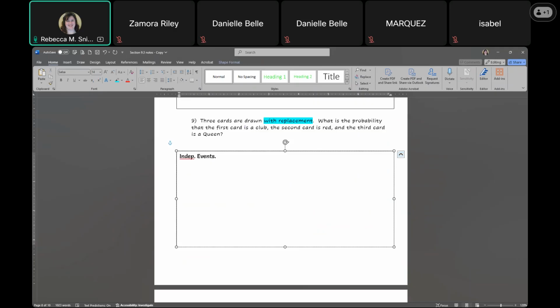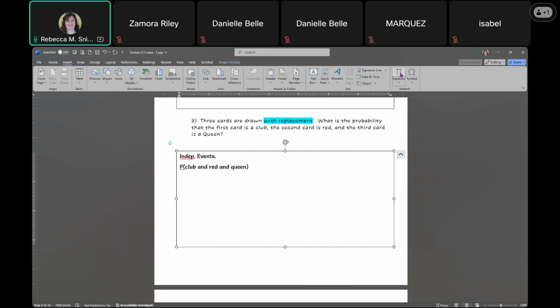I want to know the probability that the first card is a club, the second card is red, and the third card is a queen. So here, that is what we're doing. We are looking for the probability of getting a club and a red and a queen. So just like before, we want to look at the probabilities of each individually.